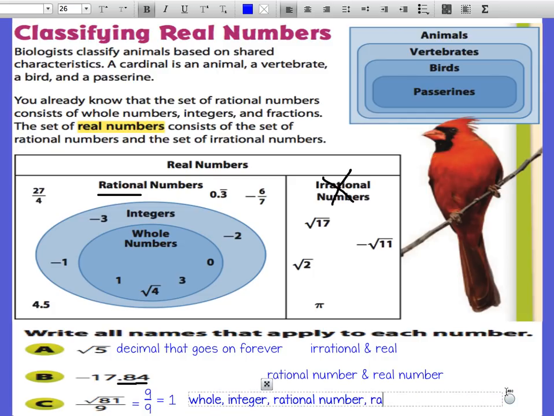And because it's a rational number, we know that it is real. Because all rational numbers are real. And all integers are real. And all whole numbers are real.